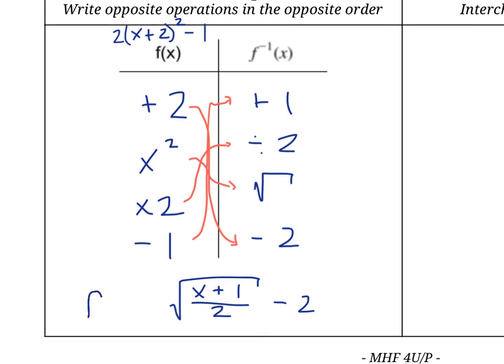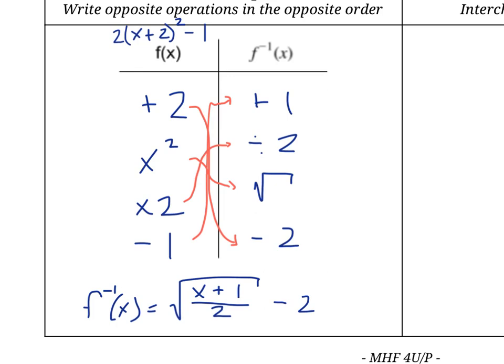And we call this f negative 1 of x, right? The negative 1 is our symbol for inverse. It's not actually an exponent there. It's just notation that tells us the inverse of f of x. So that's the way to do it with opposite operations.